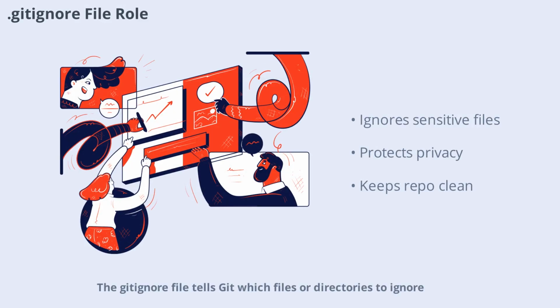The .gitignore file tells Git which files or directories to ignore, preventing local files and security risks from being pushed to a remote repository. AI developers should configure .gitignore to exclude large raw datasets, model weights, virtual environments, and sensitive credentials. This practice protects privacy and keeps repositories clean and manageable.